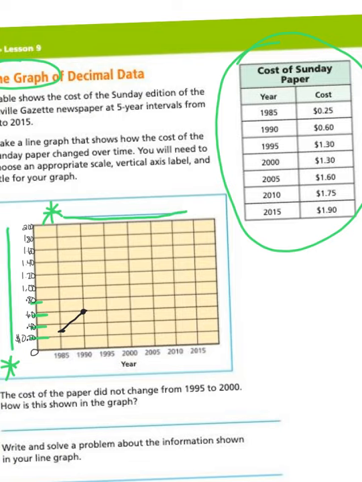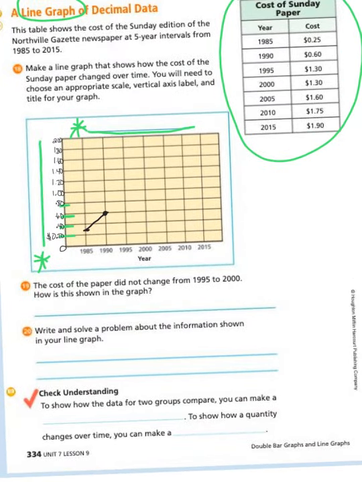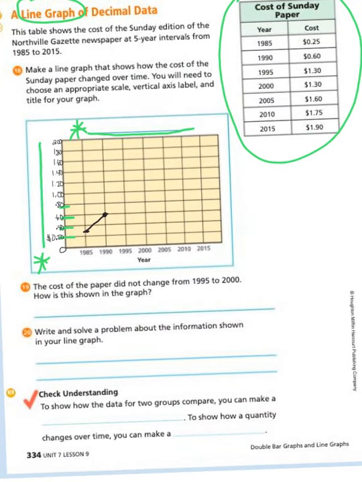There's going to be 7 different markings in here that go along with the 7 marks above. Let's look at, they ask you some cost where it did not change or it stayed the same. And they're going to ask you, how do you know it stayed the same? What happened to that line? Did it slope up? Did it slope down? Or did it stay the same? And then just like in the problem before, and the other graph before, write and solve a problem about the information shown on your line graph.